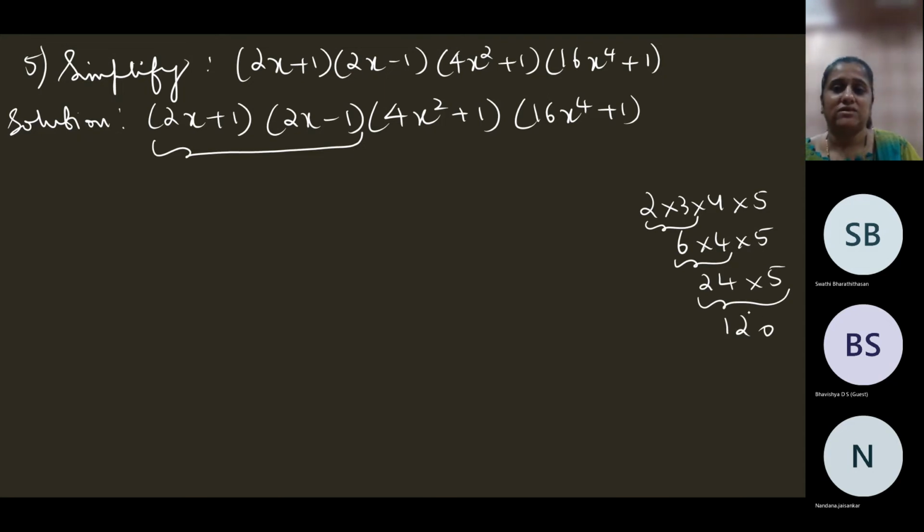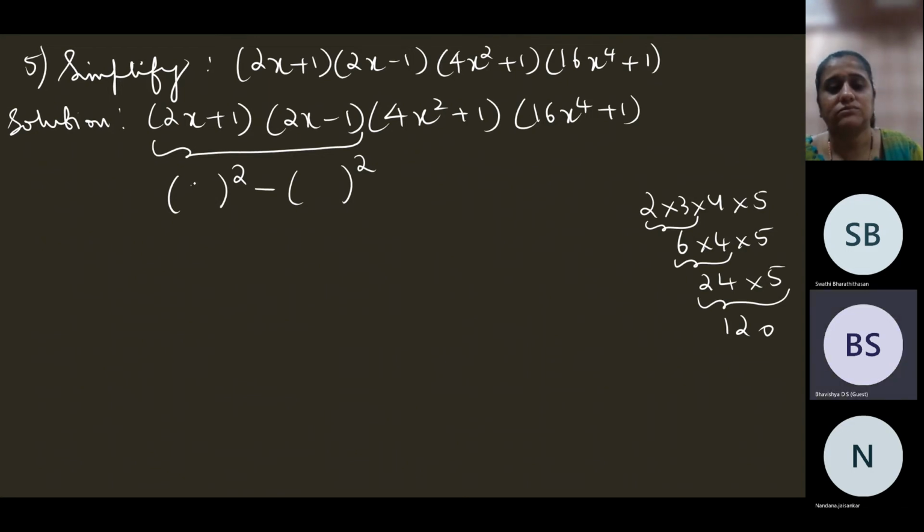So like this. Here Bhavishya is finding the product of 2x plus 1 and 2x minus 1 first. So this is like (a plus b)(a minus b). So the product is a square minus b square. 2x plus 1, a plus b. 2x minus 1, a minus b. So the answer is a square minus b square. So what should I write here, Bhavishya?